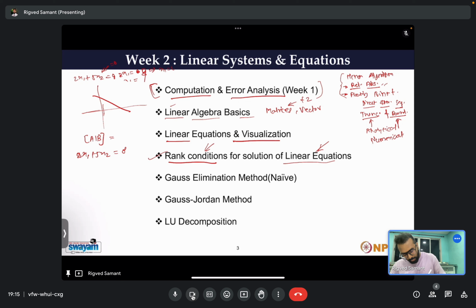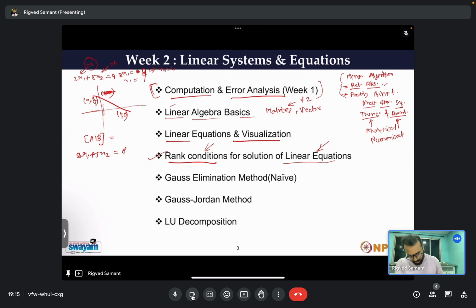So that point would be (4, 0). And if I put x1 equal to 0, then x2 would be 8 by 5. So that is the line. With 2x1 plus 5x2 equal to 0, it was passing through the origin.